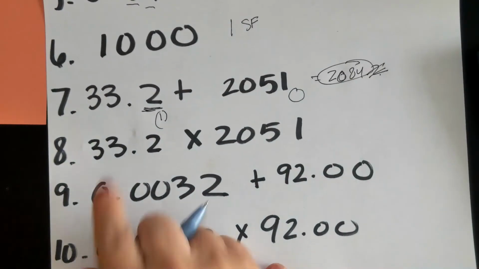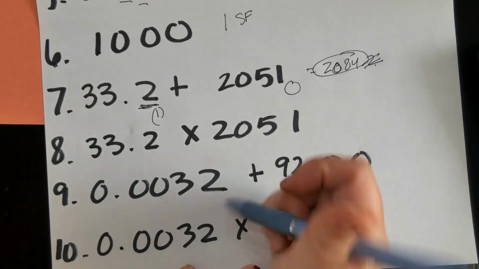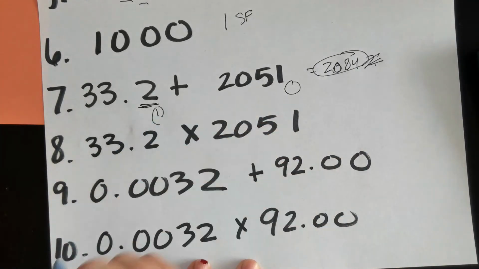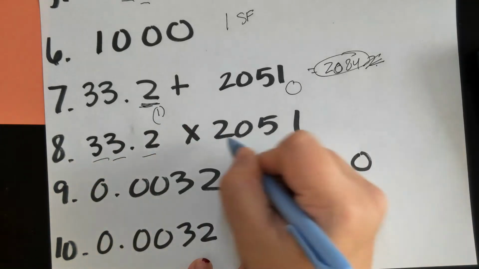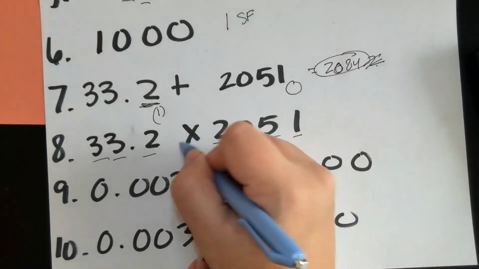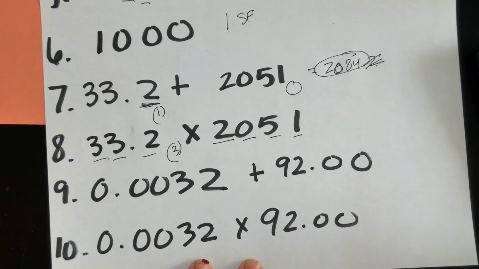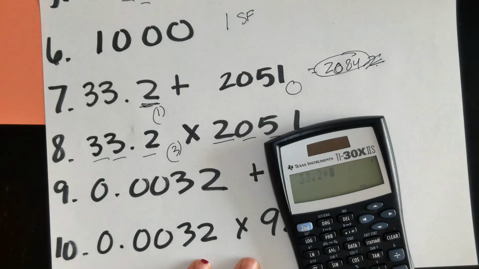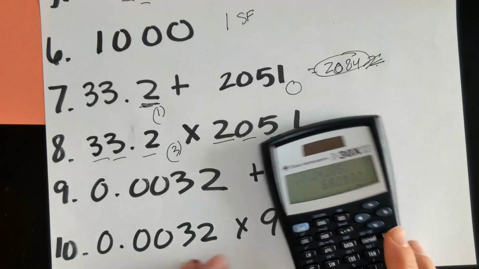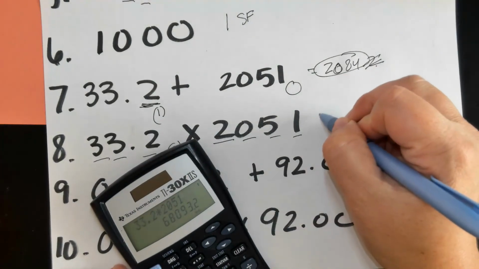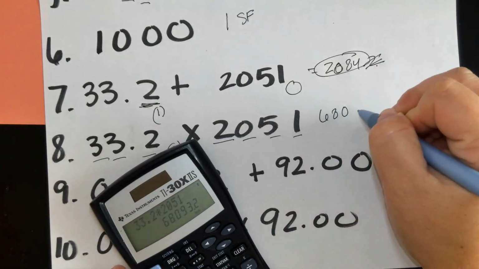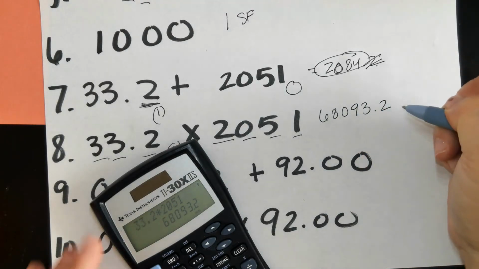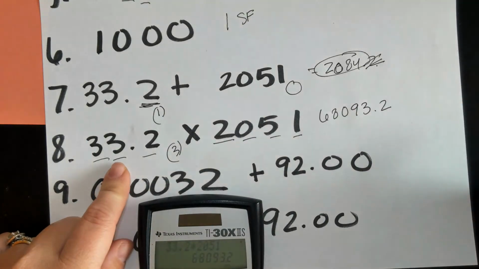Okay? Next one, multiplication and division. We want the number of sig figs as the value that has the least. 1, 2, 3, 1, 2, 3, 4. So I want my answer to have 3 sig figs, okay? So we want to do 33.2 times 2,051. That gives me a pretty large number, 68,093.2. I want 3 total sig figs.